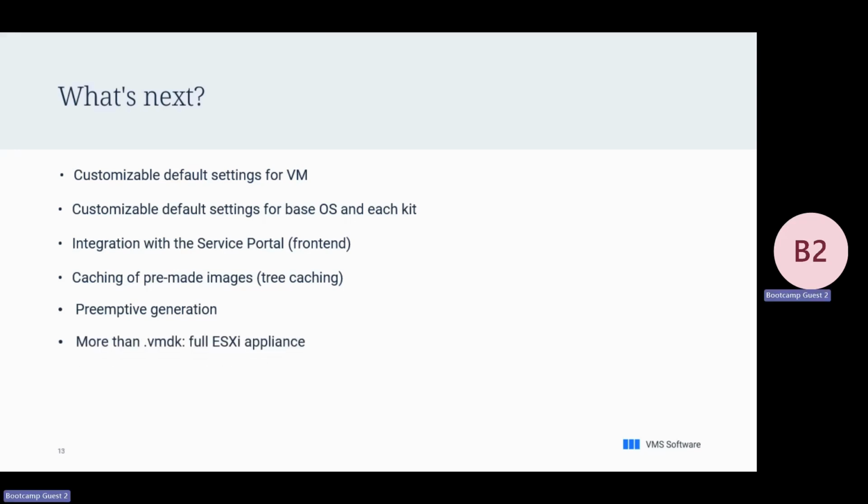Also, this one we don't have either. Simply converting to VMDK is not really ready for you to use outside of KVM. So we would need to generate a full ESXi appliance, and that is also in the pipelines as well. We have the equivalent for KVM.